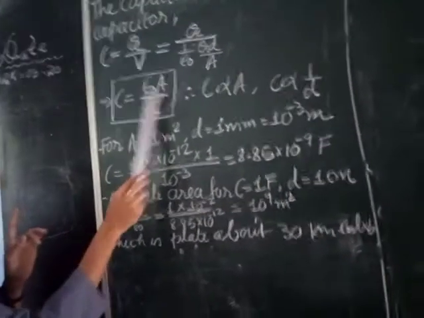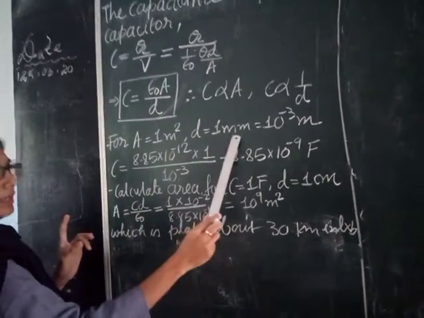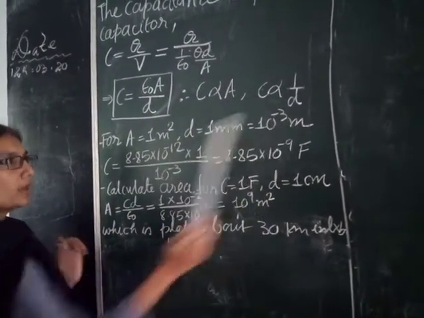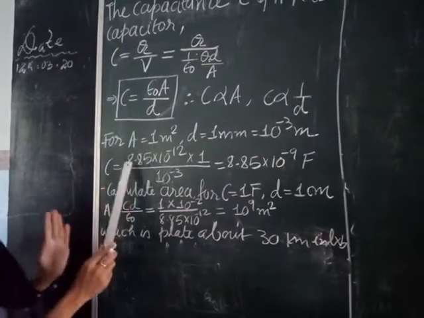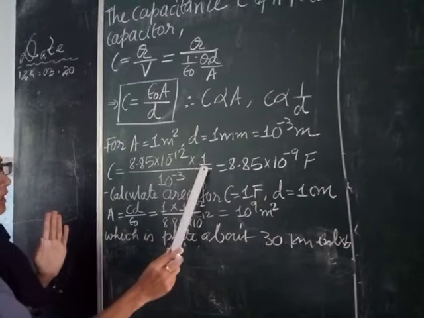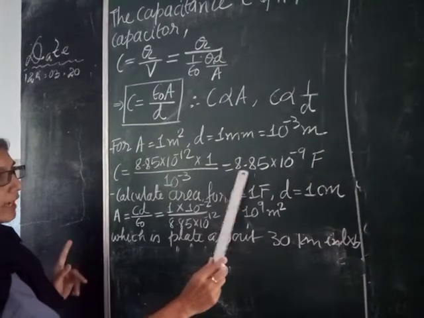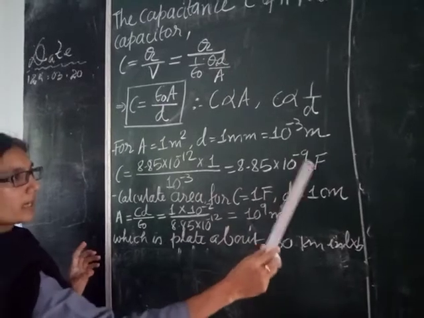Now suppose I take area equal to 1 meter square and distance between the plates 1 millimeter, that means 10 to the power minus 3 meter. Epsilon naught value we know, we place 8.85 into 10 to the power minus 12. Area is 1 divided by 10 to the power minus 3. When you simplify, we get 8.85 into 10 to the power minus 9 farad.